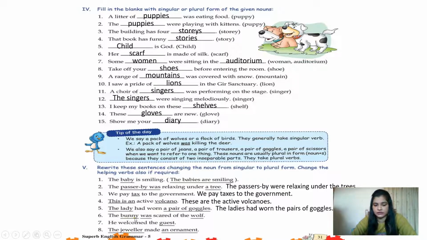The bunny will change into bunnies. Was will change into were scared of the wolves. So the bunnies were scared of the wolves. He welcomed the guest. Very simple. Guest will change into guests.